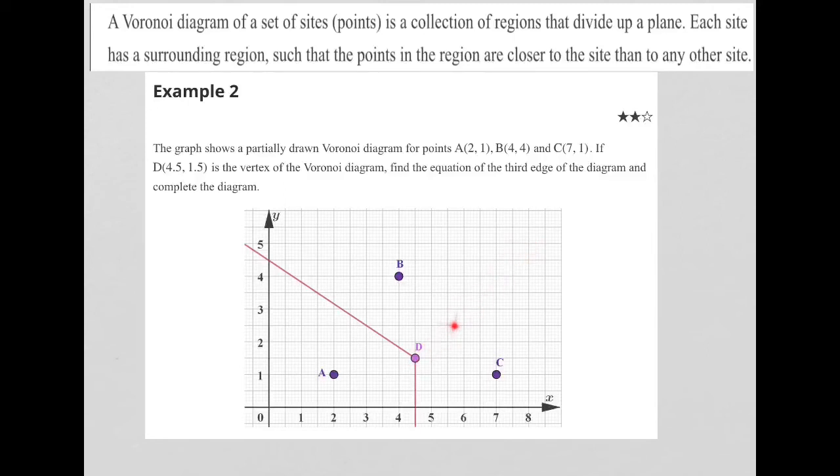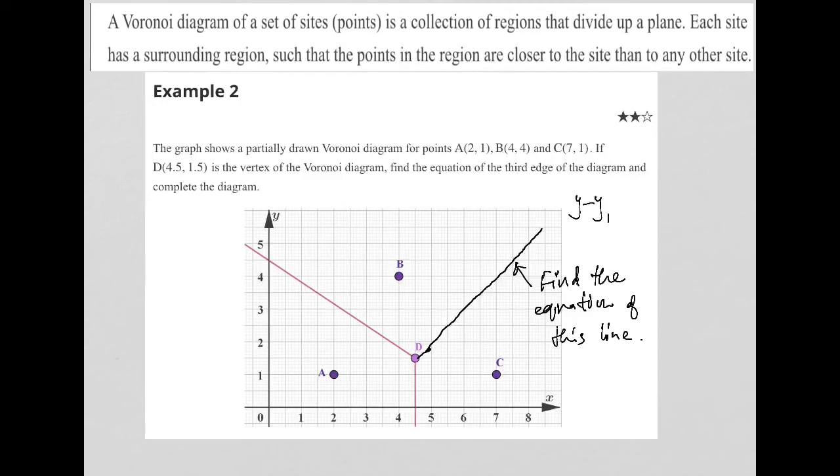So they want us to find the equation of the third edge. It means that we will find the equation of this line, which is the perpendicular bisector of BC. In a way, they are asking us to find the equation of this line. I know that in order to find the equation of this line, I must have a point and the gradient of this line.